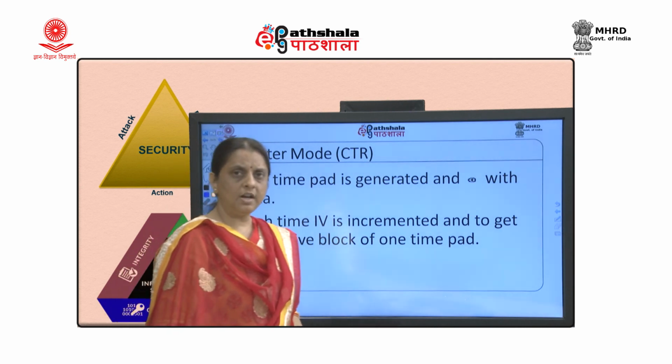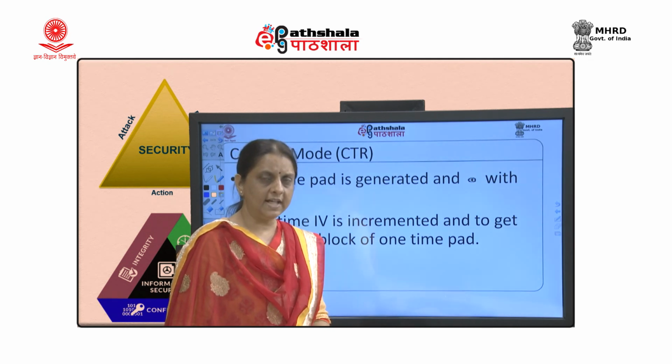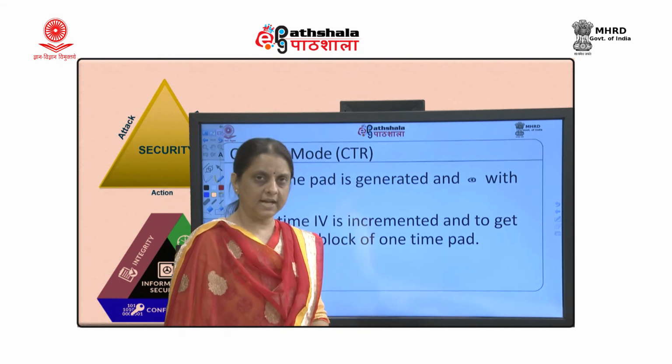So, this is all about modes of operation. We have seen how different modes of operation work, what the advantages and disadvantages are, and how you can proceed to encrypt a message whose length is greater than 64 bits.